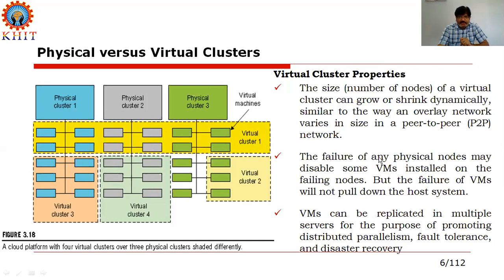But if any failures occur in physical clusters or physical machines, the failure of any physical node may disable some of the virtual machines installed on the failed nodes, but the failure of a virtual machine will not pull down the host system. Here, virtual machines can be replicated in multiple servers for the purpose of promoting distributed parallelism, fault tolerance, and recovery. So we cannot lose the data whenever we are working with virtual cluster technology.